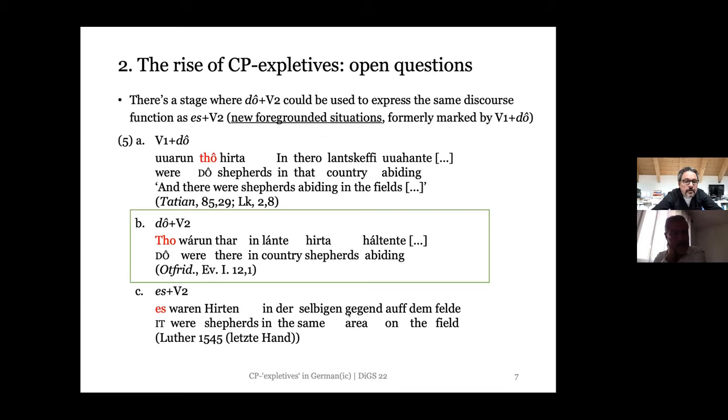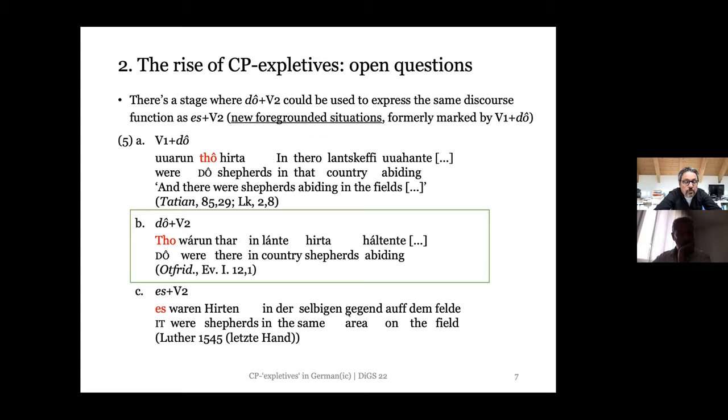Some brief remarks on do. Apart from its original function as an adverbial, do was also used as a discourse linker in Old High German. So when placed in clause initial position, it functions as a temporal anaphor that picks up a time interval that has been previously established in the discourse, very similar to Old English tha.